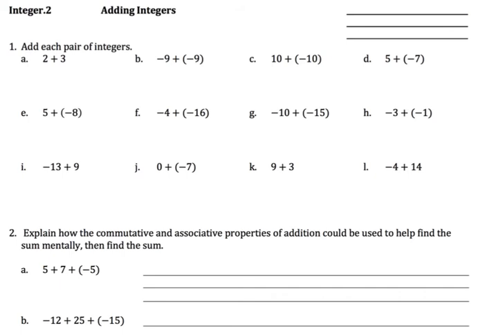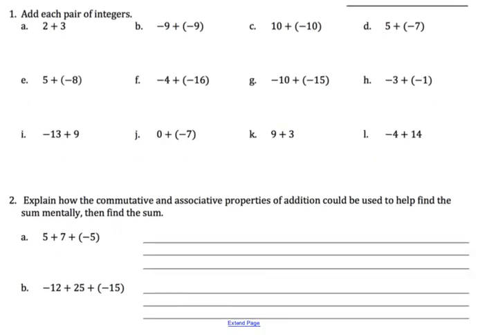Now in the assignment, number 1, you're just going to do a bunch of adding. Number 2, you explain the mental math you would use to do it quickly, and then just give me the answer. So like on part A, 5 plus 7 plus negative 5, I would just say, I would add the 5 and the negative 5 to get 0, and then get the answer of 7. That would be a good sentence to write there.